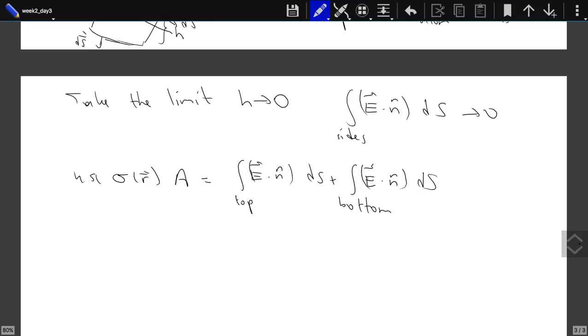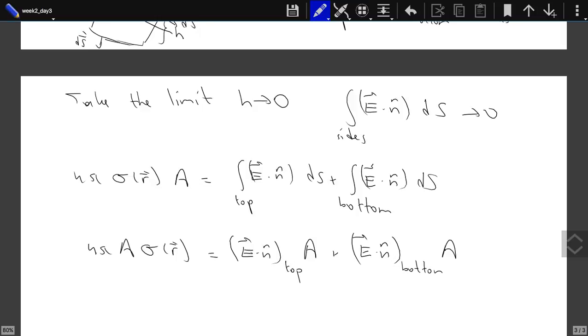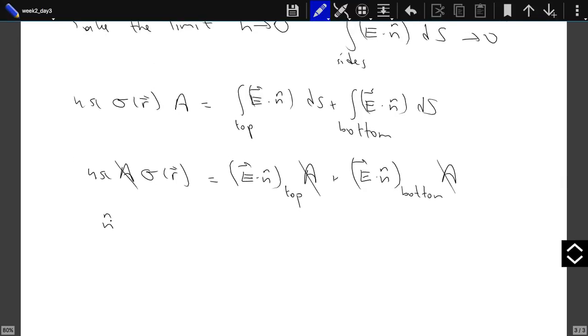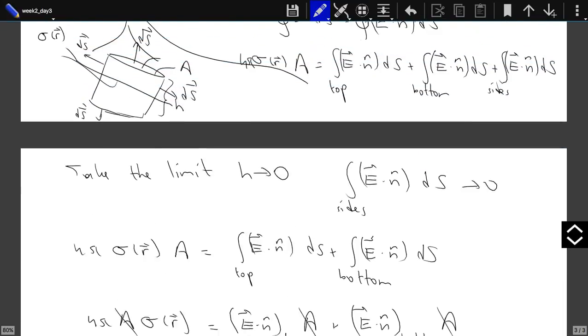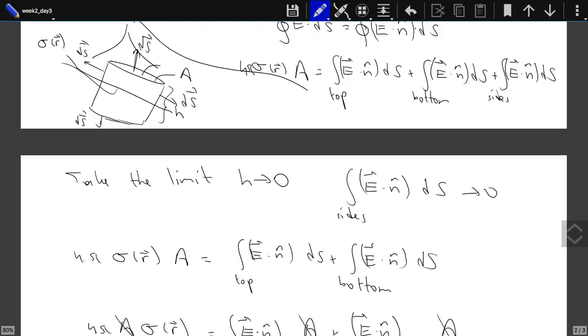So if that is the case, then E dot n over my surface is almost a constant. So 4 pi A times sigma r will be E dot n evaluated at some point on the top times A plus E dot n evaluated at some point at the bottom times A. Well, now A is cancelled from both sides. Now I can take the limit as A goes to 0. And also keep in mind that n at the top is equal to minus n at the bottom. Because if you go back to our figure, n at the top is pointing in that direction, n at the bottom is pointing in the opposite direction. I'm considering a cylinder.